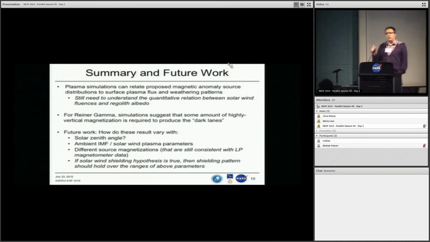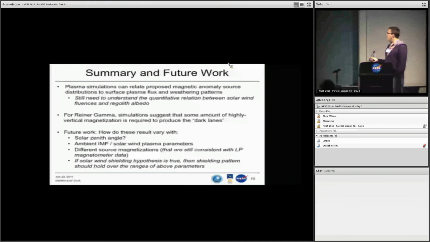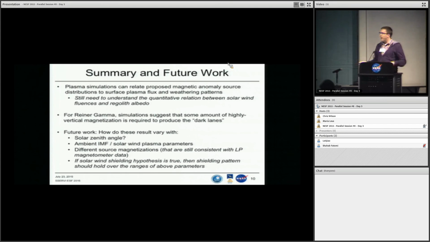It's always been something of a mystery how you get something so incredibly narrow, so small with respect to the plasma lengths. But John Keller, I think, asked a prescient question: if the solar wind shielding hypothesis is really going to be true, then as you play with all the various parameters that go into the solar wind, including the zenith angle, the IMF, the solar wind plasma parameters, and even the different source magnetizations, that weathering pattern has to basically stay there essentially over geologic time.